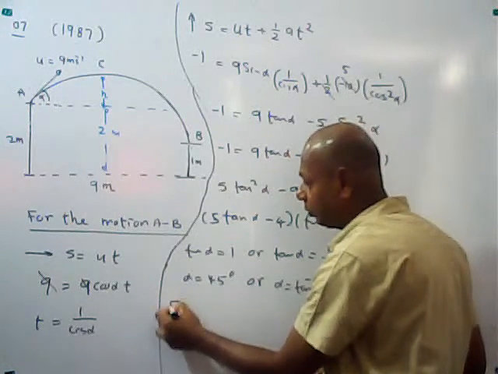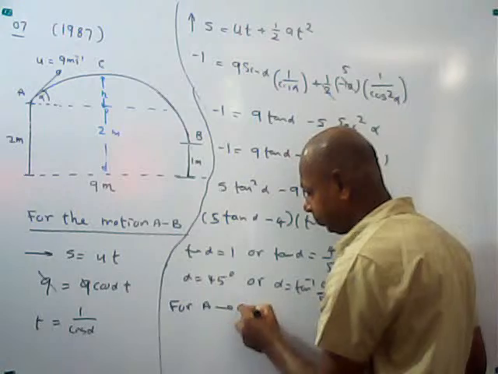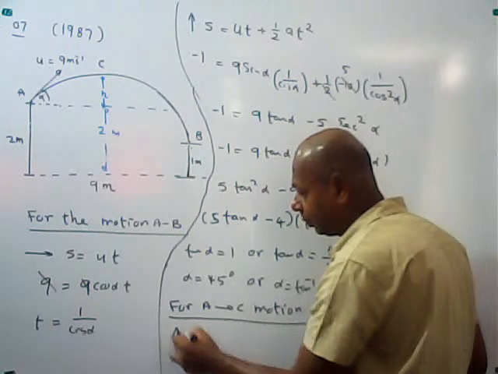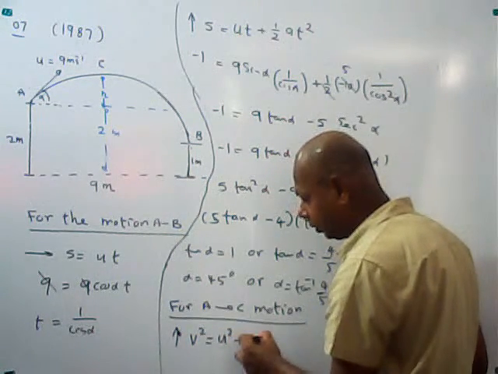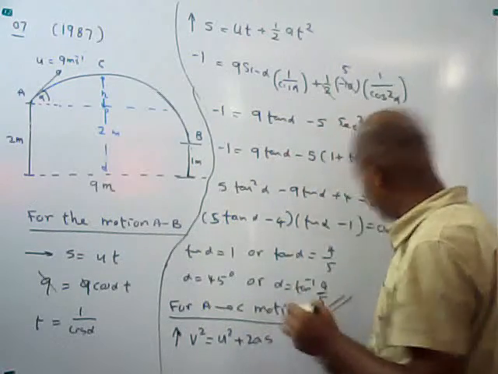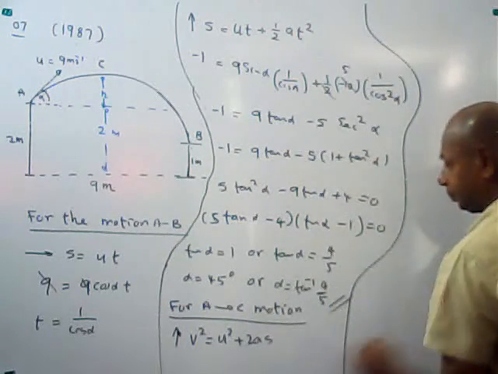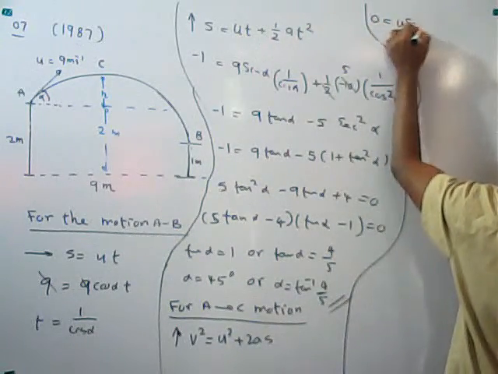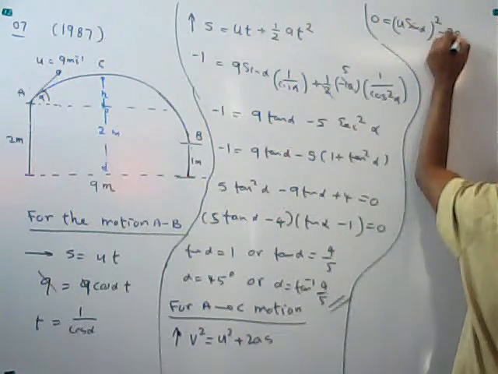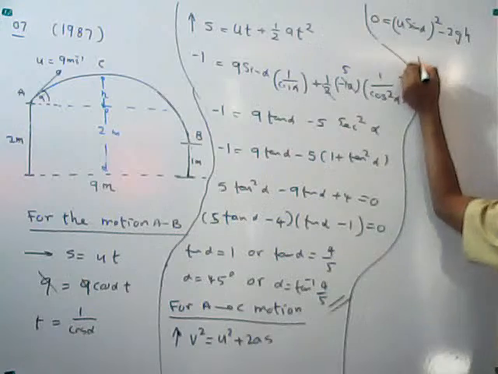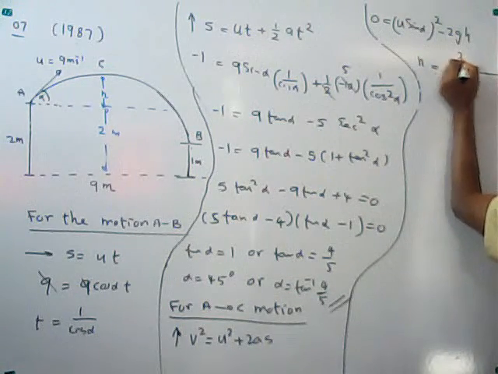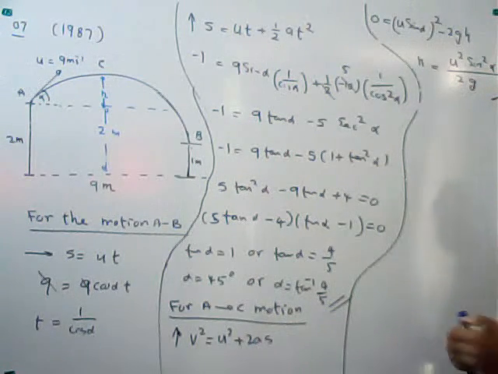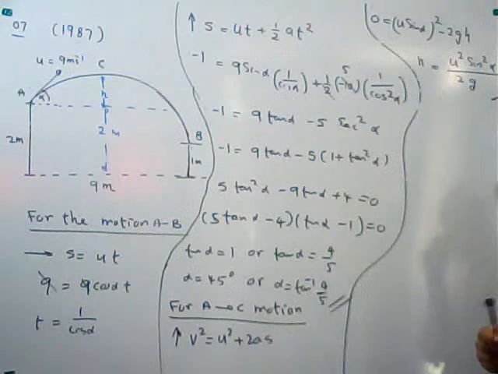From A to C motion, to find the maximum height, you know very well. The formula we are applying is upwards v squared equals u squared plus 2as. V is 0 at the maximum height. So 0 equals (u sine alpha) whole thing squared minus 2gh. So you get h equals u squared sine squared alpha over 2g. Right? That's the maximum height.